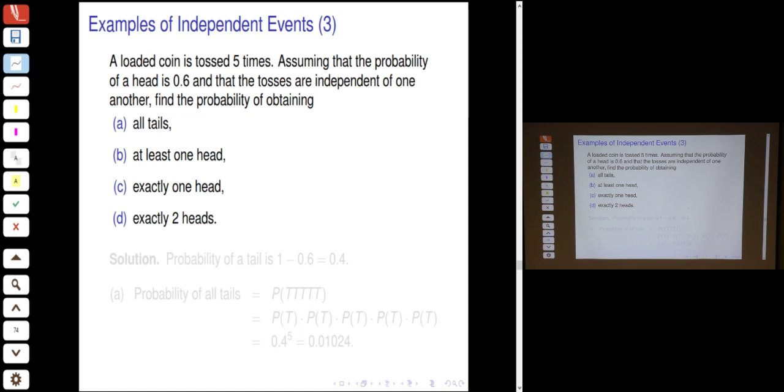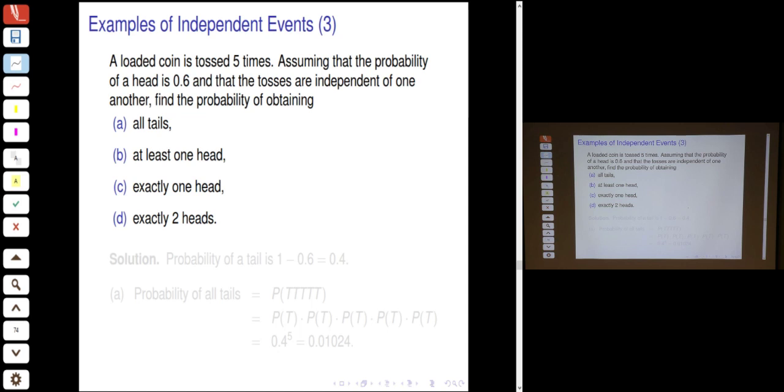Okay, now a loaded coin. The loaded coin means a biased coin. So a fair coin is if you toss, there's equally likely chance to have head and tail. A loaded coin means maybe there's more chance to have head, so it's biased. So a loaded coin is tossed 5 times. Assume that the probability of a head is 0.6, so there's more chance to get head, and that the tosses are independent of one another.